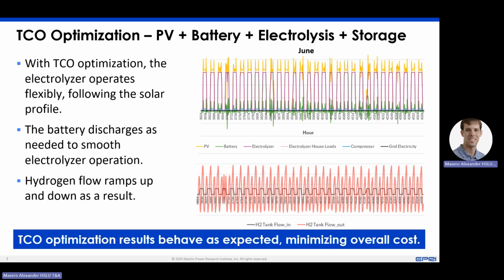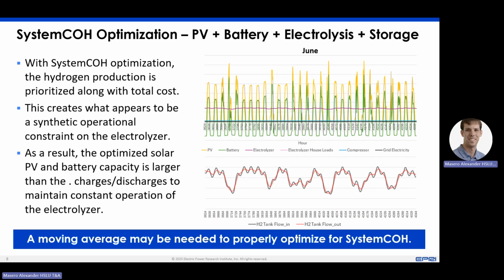But this was the TCO optimization. So this is kind of more what you would expect when we go to do these yearly optimizations. Again, the electrolyzer is operating flexibly and kind of following the sun here. And there's a lot of ramping up and down of the electrolyzer to meet its target and have the lowest total cost of ownership.